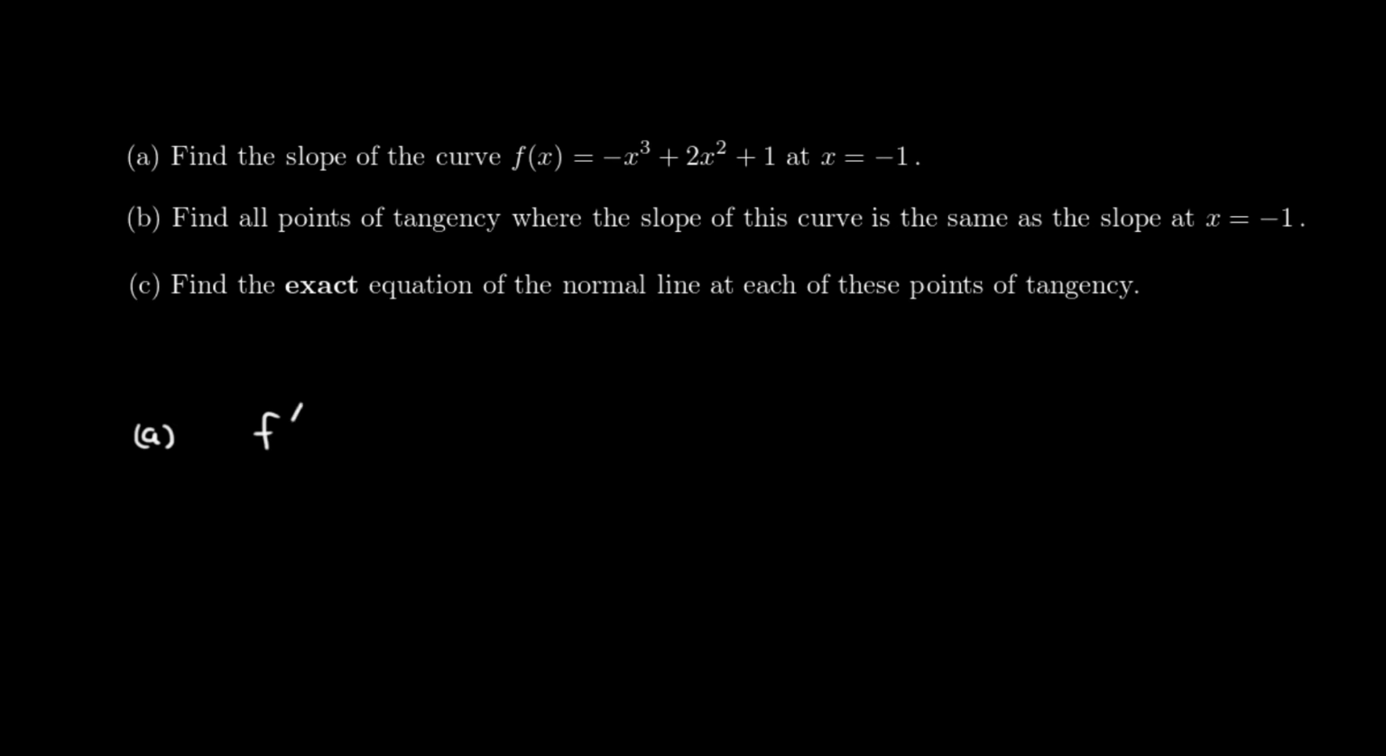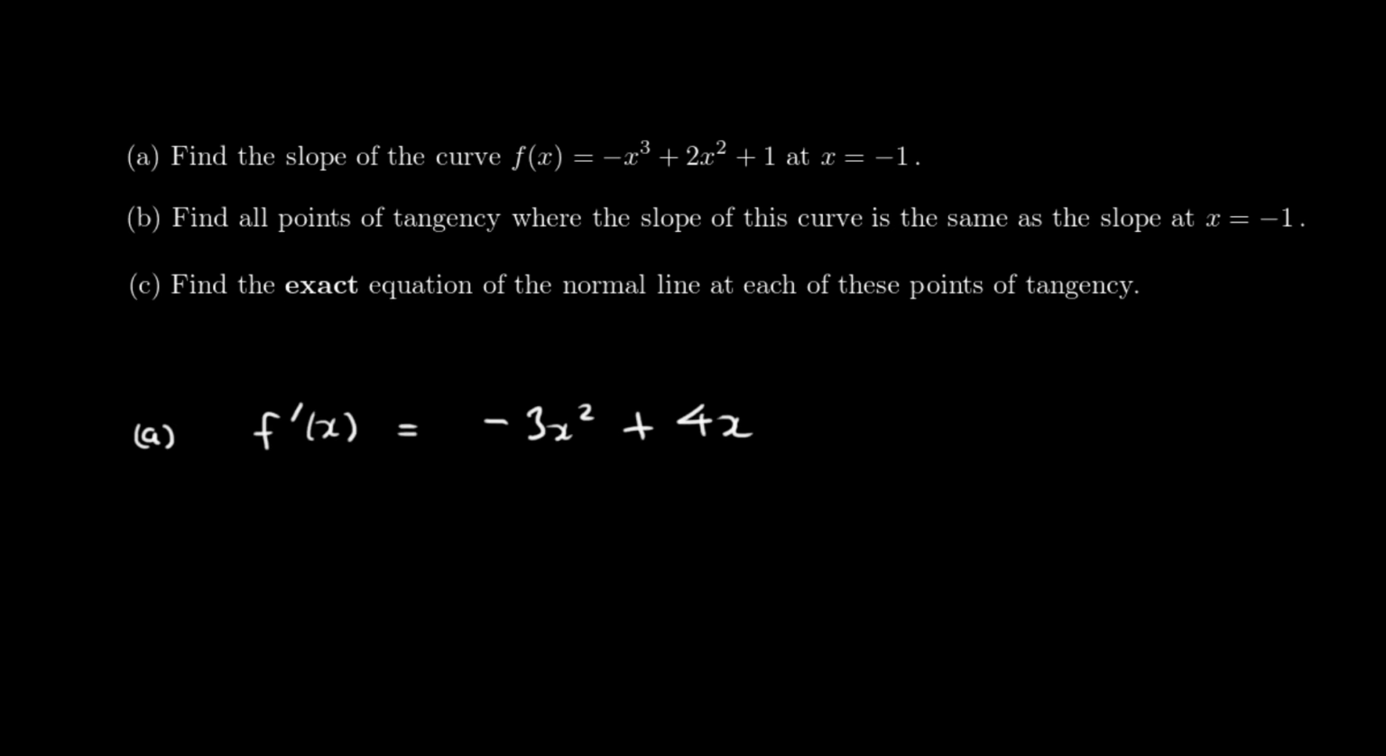My prime symbol was pretty wonky there. So f prime of x is differentiating all three of these pieces. So it's going to be minus times 3x squared. Bypass the 2 and multiply by the derivative of x squared, which is 2x. So 2 times 2x will be 4x. And then finally differentiating the constant 1 gives you 0.